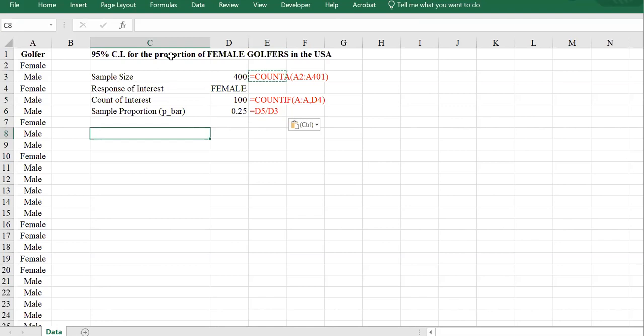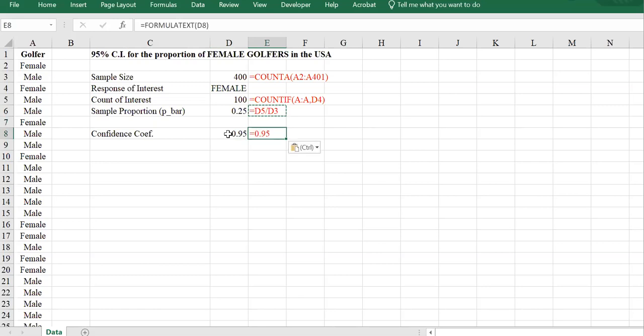For the margin of error, we need two ingredients. We need the z value and we need the standard error. I'm just going to go with the z value first. So we have the confidence coefficient. We're given the confidence coefficient. You don't need to worry about this one. It's 95%. All right, I just typed 95%.